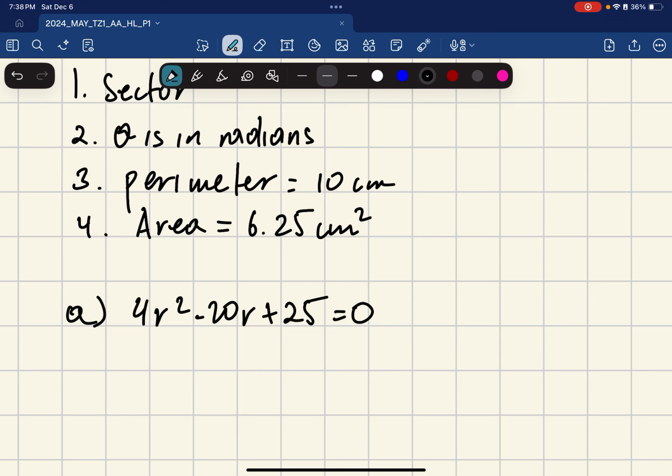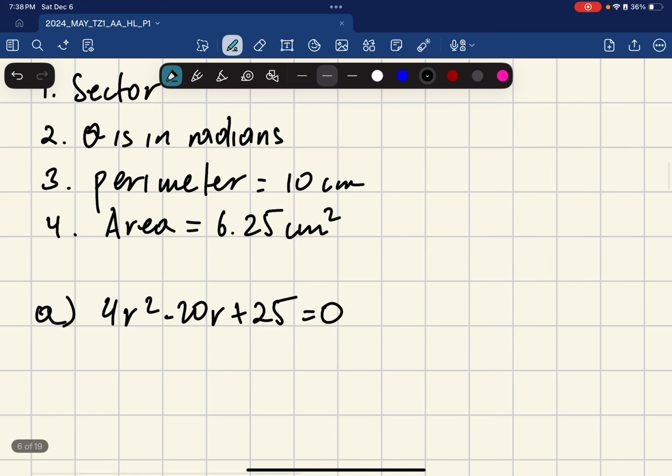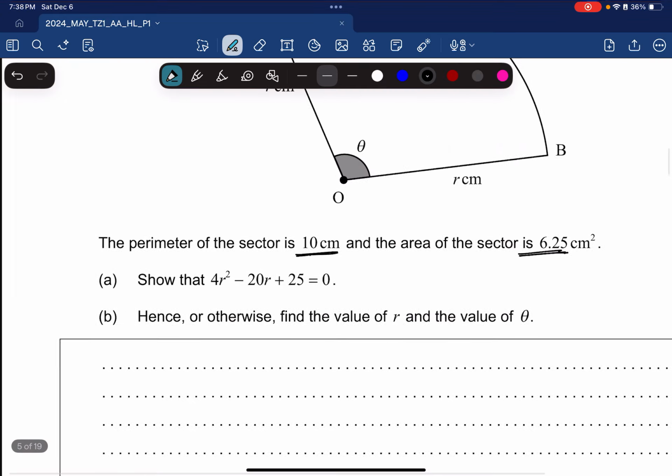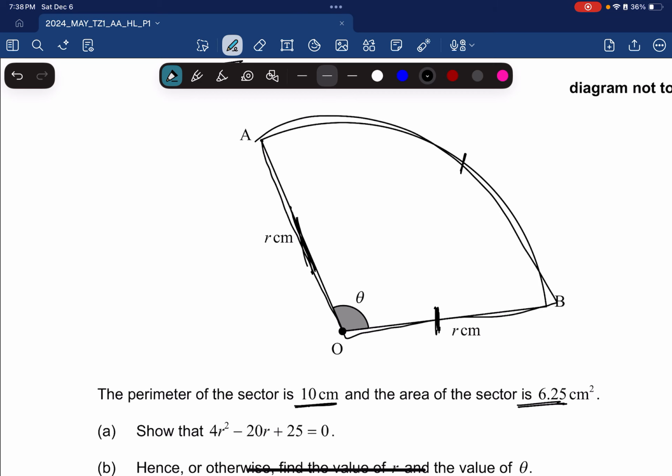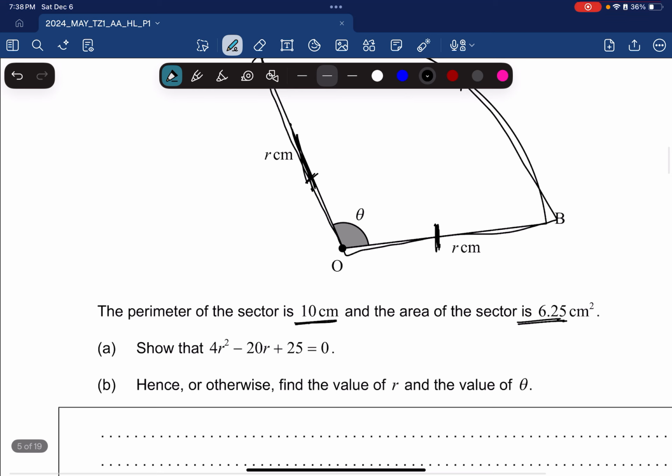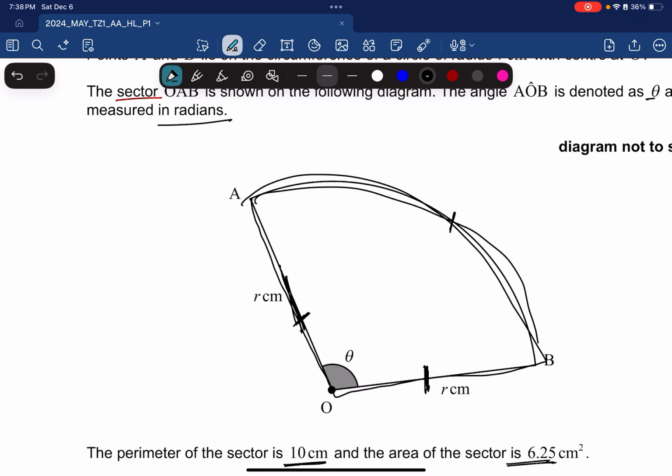So the first thing is, okay, what does the perimeter mean? A perimeter of a sector, what does it mean? It means that I have this side here, and then this side here, and then this side here. The perimeter is just imagining somebody walking all over this whole shape. So what would that be? It will be r, the first one, plus another r, and this arc length here.